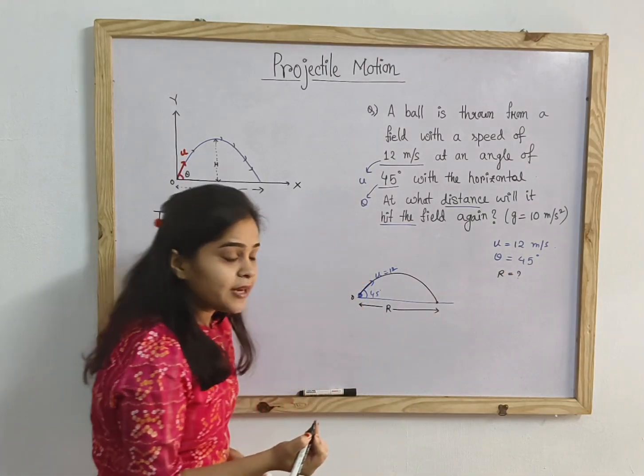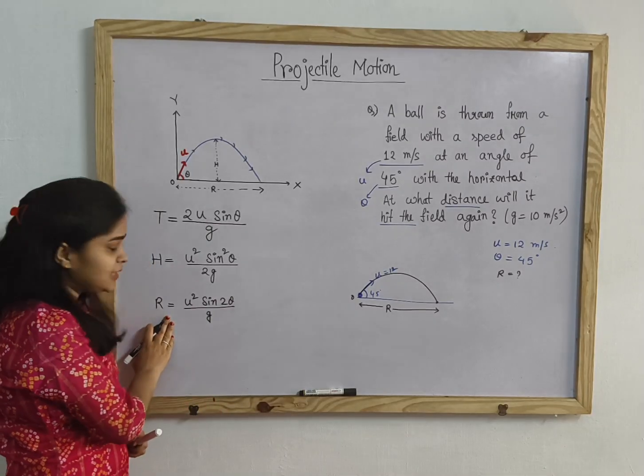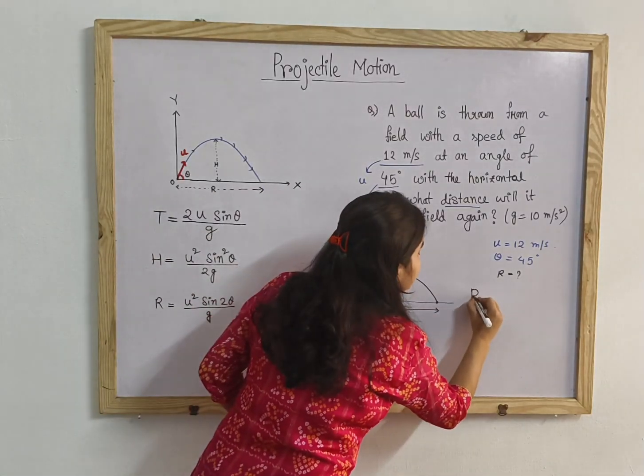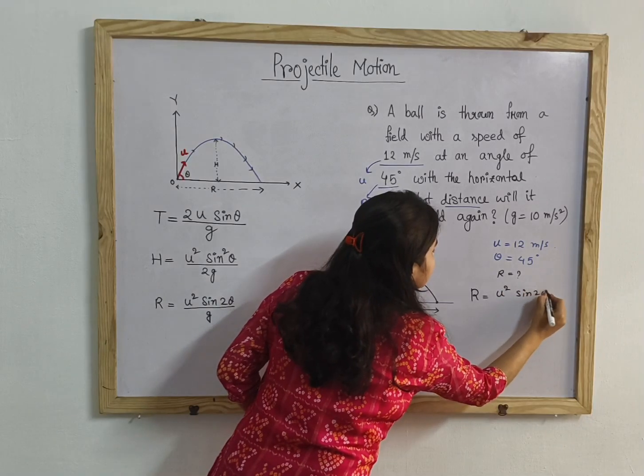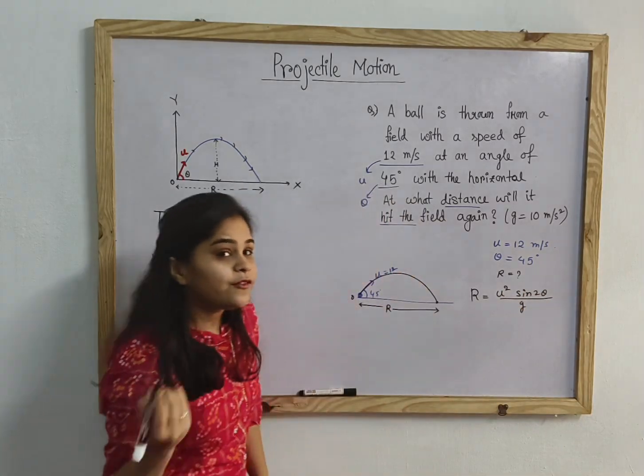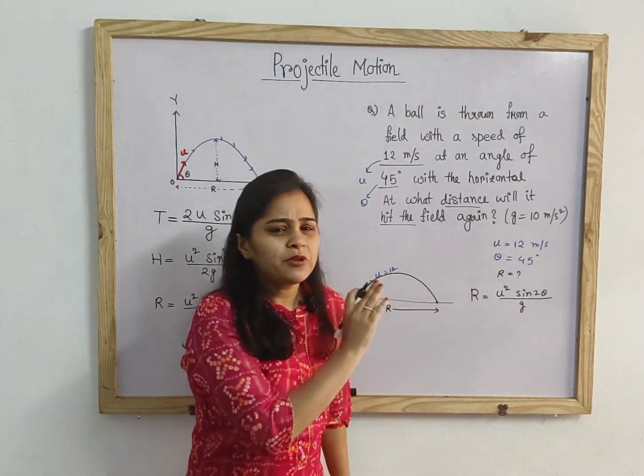Now how can you calculate it? You have the formula for the range. First of all, you write the formula. What is the formula? u square sine 2 theta by g. This is your formula for the horizontal range. And now you have to put in the values.